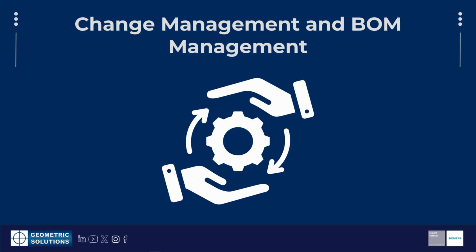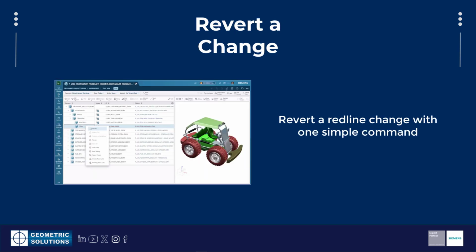Now let's take a look at change management and BOM management. Even the most powerful PLM systems and processes are no match for human error. In the latest version of Teamcenter, predicting some of these errors just became a bit easier. With Teamcenter 2406, users will now have the ability to avert a red line change with one simple command. Let's see this functionality in action.